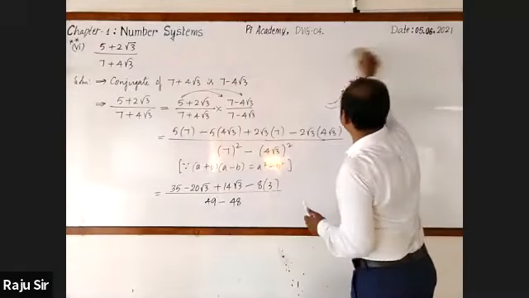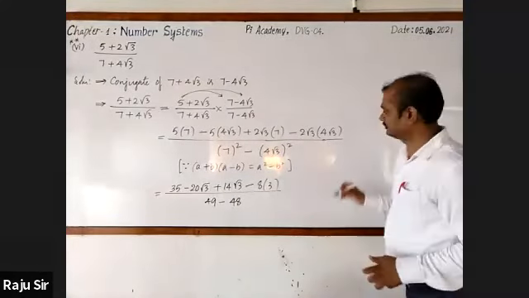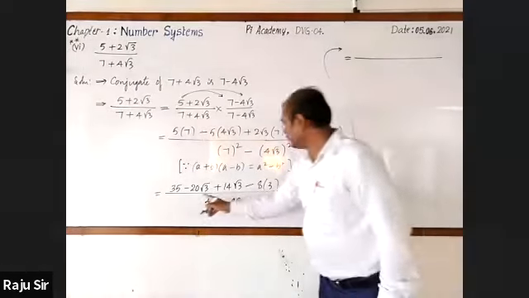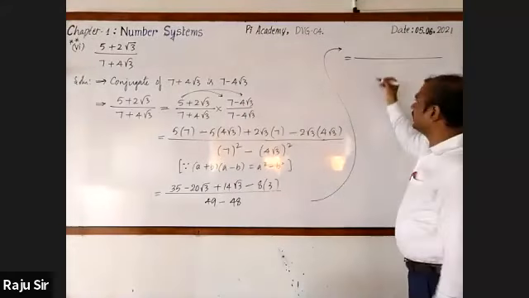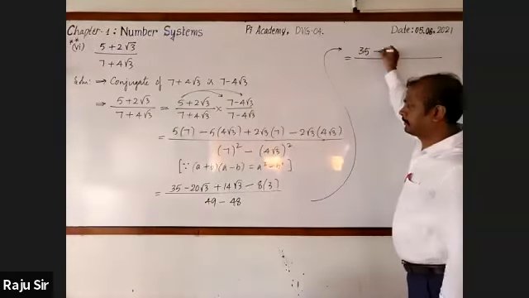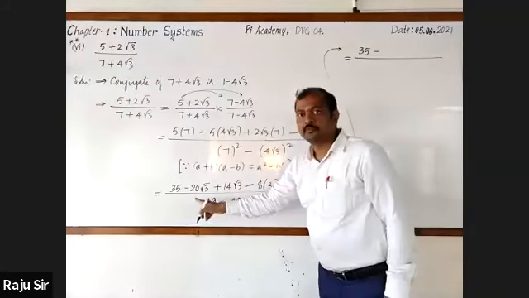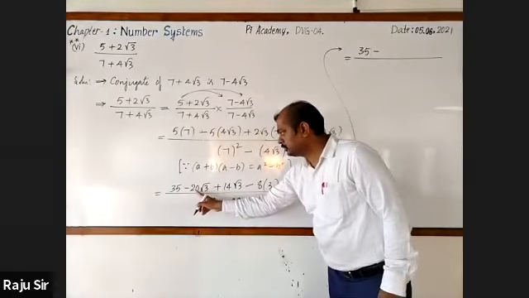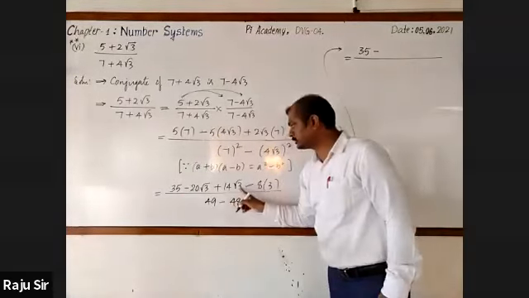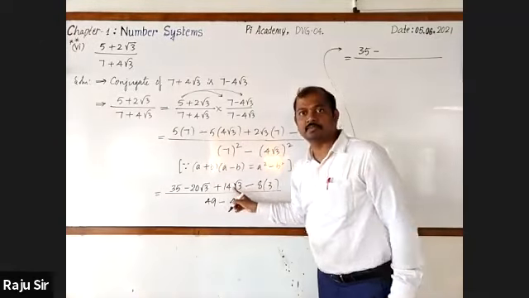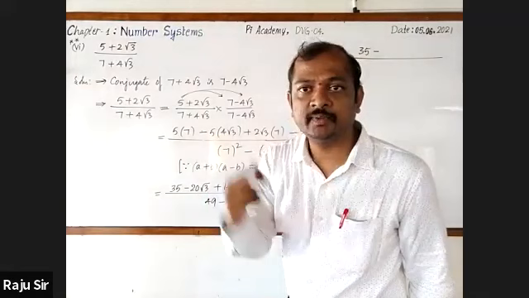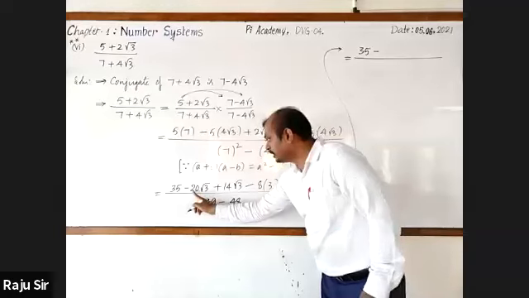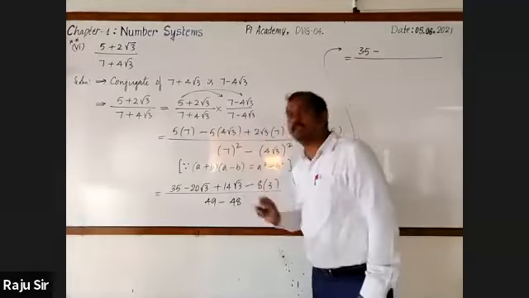Next, let's continue. 35. Let me write this as it is. Now, Kaulashek, observe. Minus 20 times root 3. Here 14 times root 3. These two are like terms. What is minus 20 plus 14?